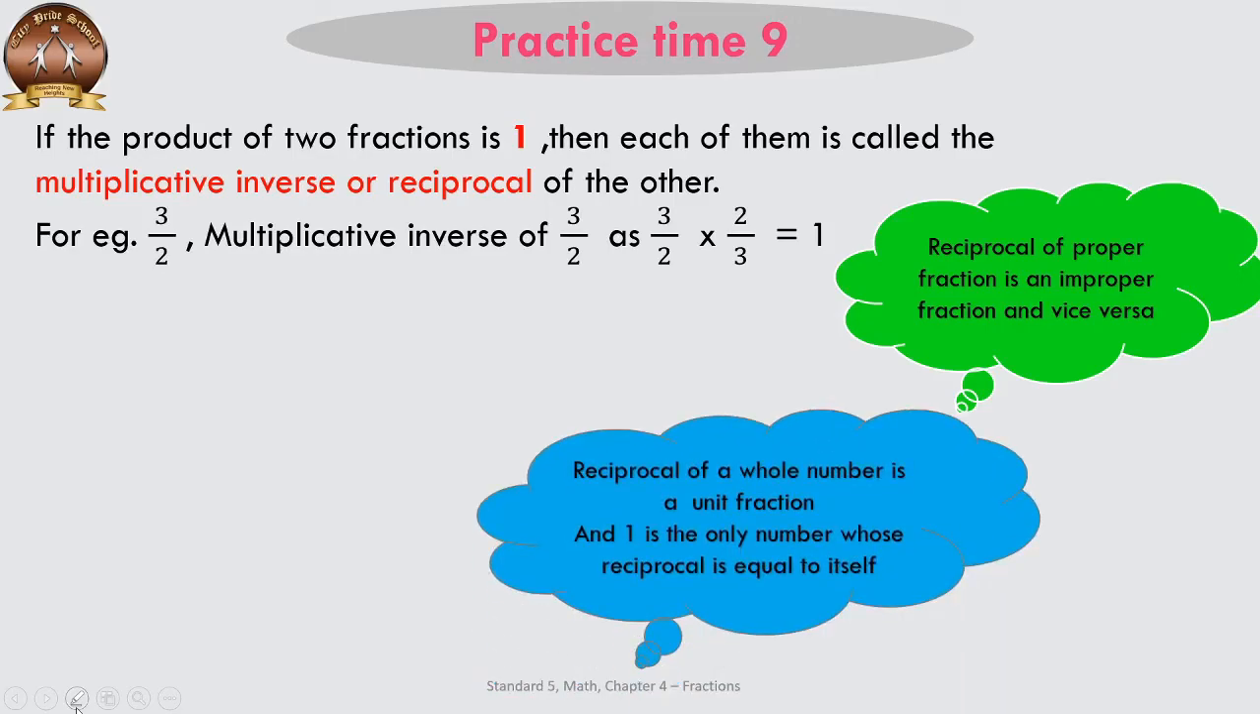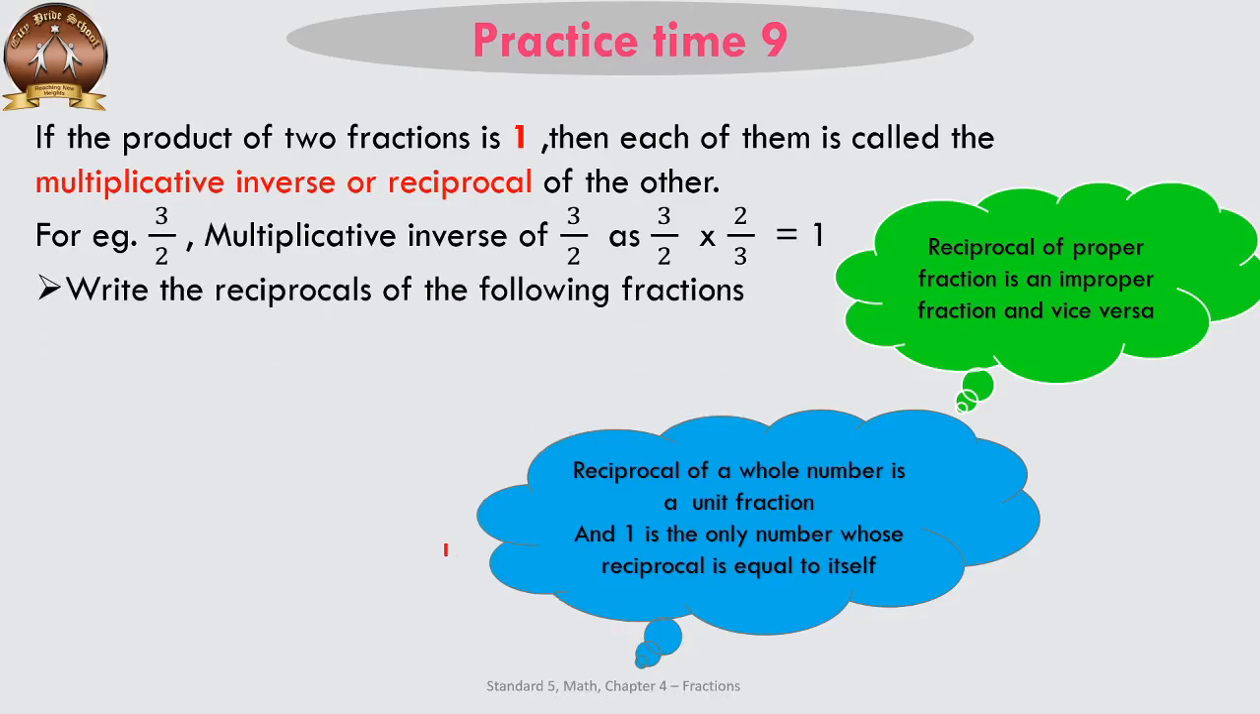Then another point to be noted here is that the reciprocal of a whole number is a unit fraction. If we take the whole number 3, the reciprocal of 3 will be 1 upon 3. So this 1 upon 3 is a unit fraction. What is a unit fraction? A unit fraction is a fraction with 1 as the numerator. Then 1 is the only number whose reciprocal is equal to itself. If you take the reciprocal of 1, you get the answer as 1 itself.